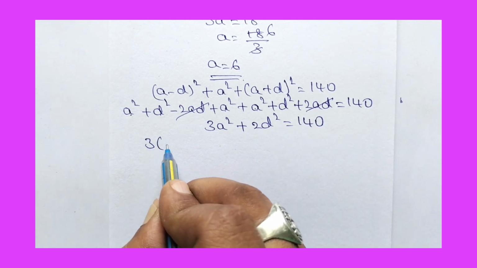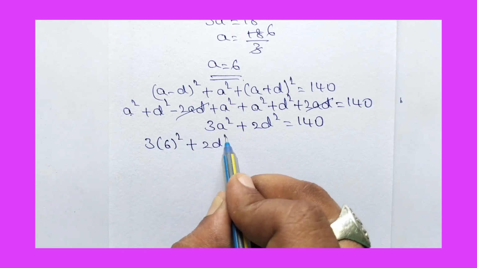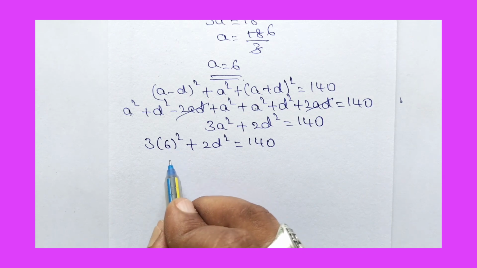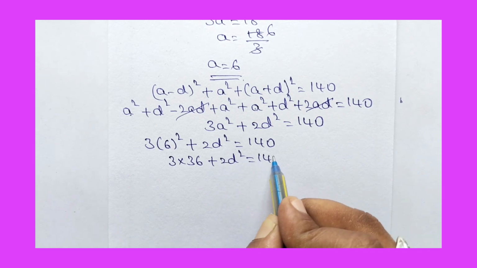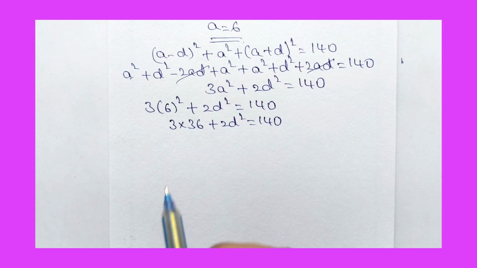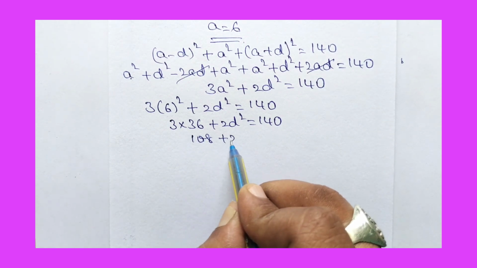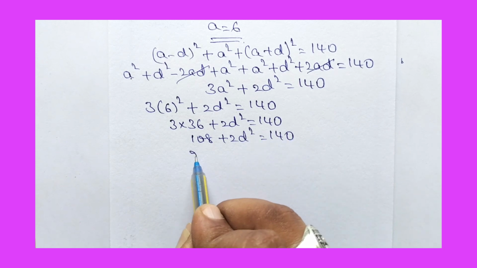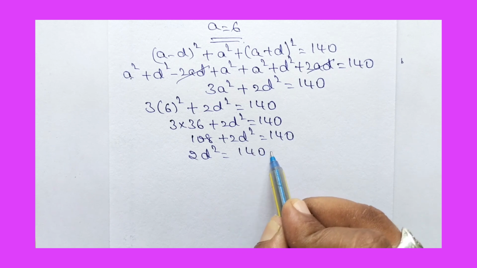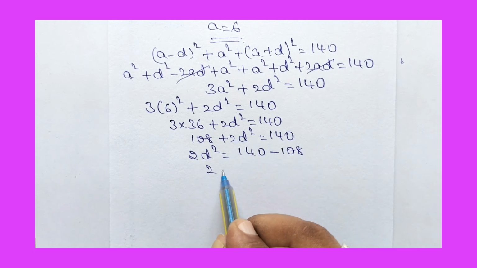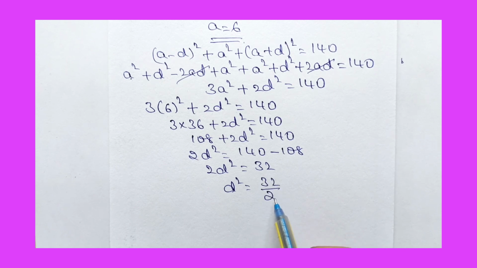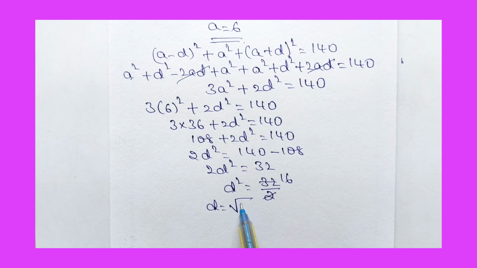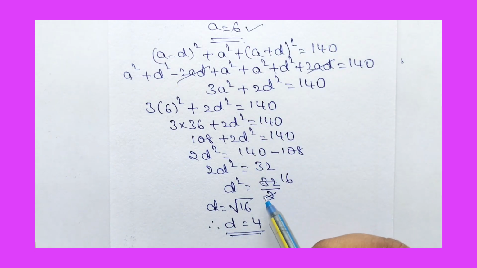So 3 into a square, a is 6, so 6 square plus 2d square is equal to 140. So 6 square becomes 3 into 36 plus 2d square is equal to 140. Now 36 threes are 108 plus 2d square is equal to 140. So 2d square is equal to 140 minus 108. If you subtract these two, you will get 32. So d square is equal to 32 by 2, which is 16. d is equal to square root of 16, therefore d is 4. a is equal to 6 and d is equal to 4.